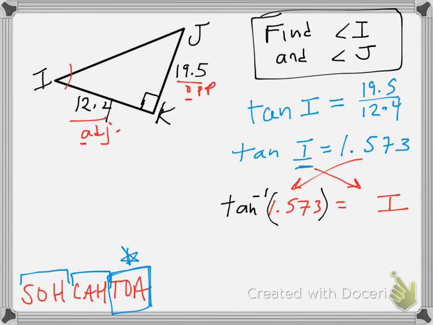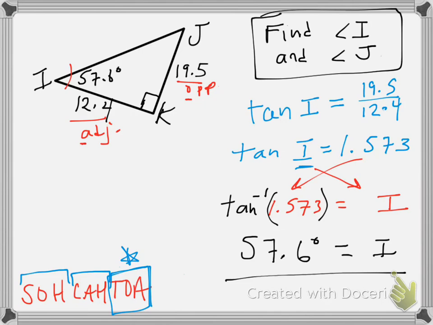So, making sure my calculator is in degree mode, and it is, I'm going to press second tan, or inverse tan. Second tan, 1.573. The calculator finds the inverse tangent is 57.55 degrees. Let's call it 57.6 degrees. So this angle here is 57.6 degrees.